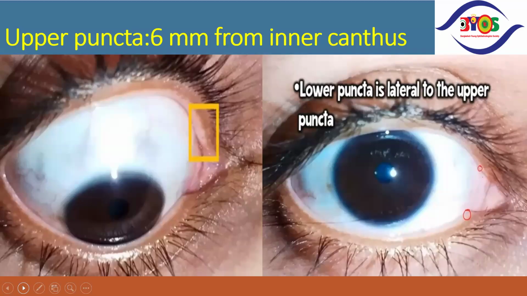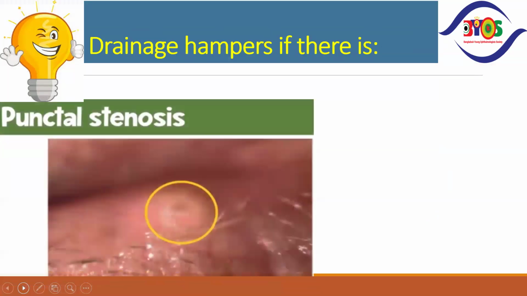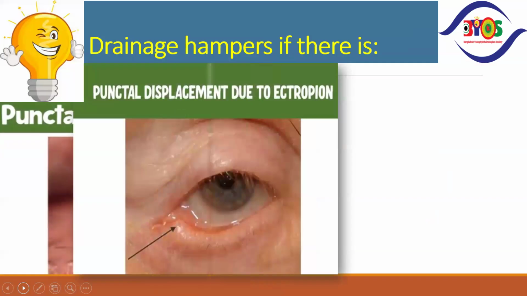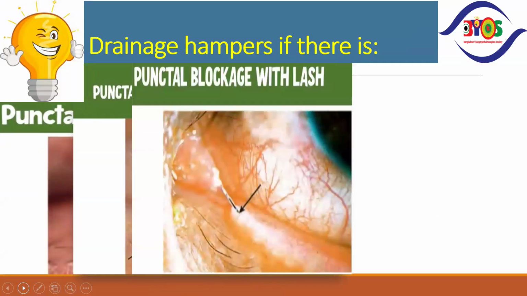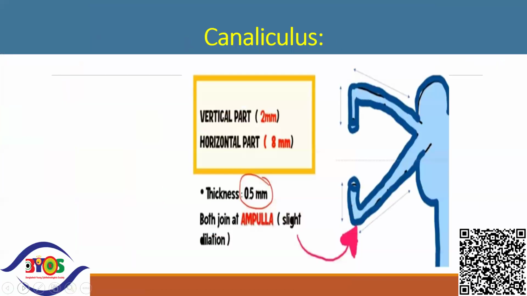The upper punctum is 6 mm from the inner canthus. The lower punctum is lateral to the upper punctum. Now, when any hindrance happens in this drainage system, like in case of punctal stenosis, punctal displacement due to ectropion, punctal blockage with a lash, or punctal displacement due to a large carbuncle, there will be watering of the eye, which is known as epiphora.